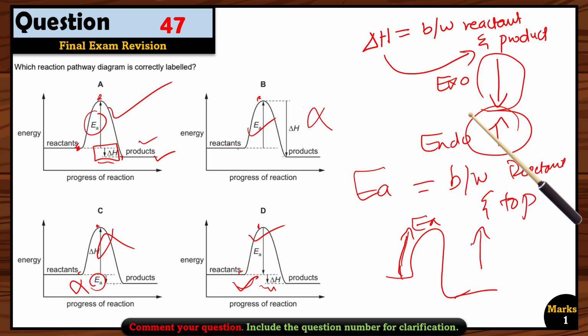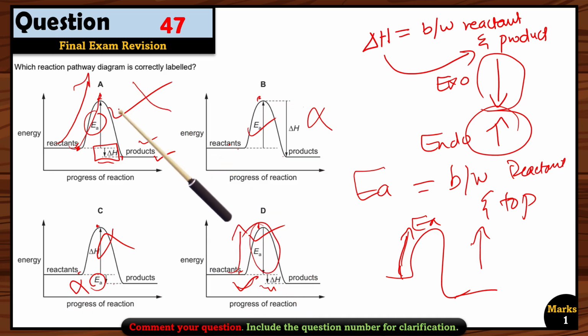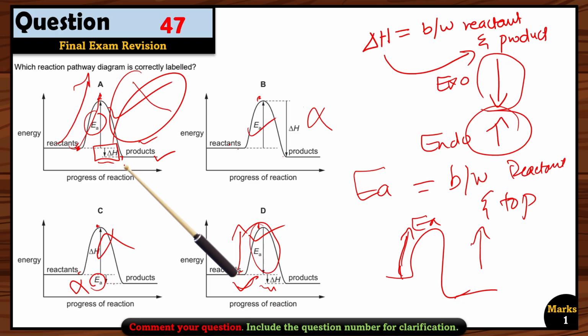Even if a reaction is exothermic or endothermic, EA is always positive and the arrow should always be upward because it is moving from the reactant to the top. So the arrow should be towards the top, but here it is wrong. Can you see the arrow is downward? So that's why option A is the only right option in this picture.